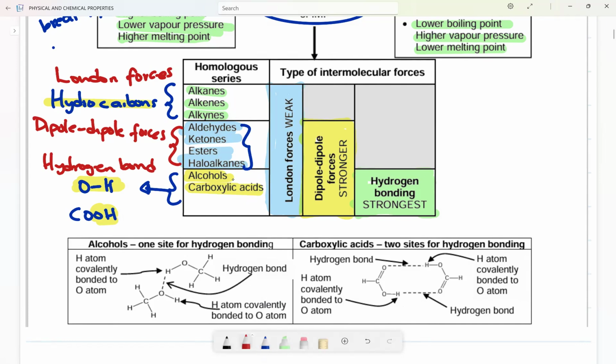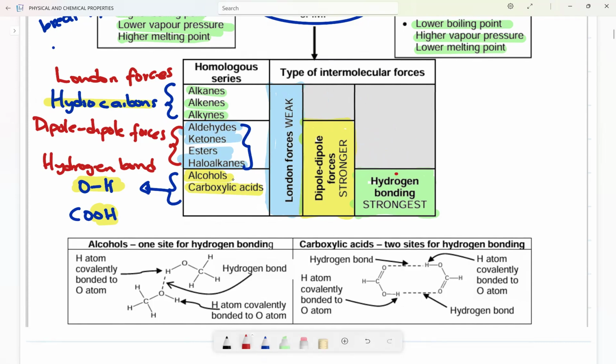Now, the weakest of all, the London forces are the weakest. From grade 11, we know that London forces are the weakest Van der Waals forces. So the dipole forces are stronger than what? Than London forces, but not stronger than what? Than hydrogen bonds, making hydrogen bonds the strongest of all three. So if I compare between these, I know which is stronger.